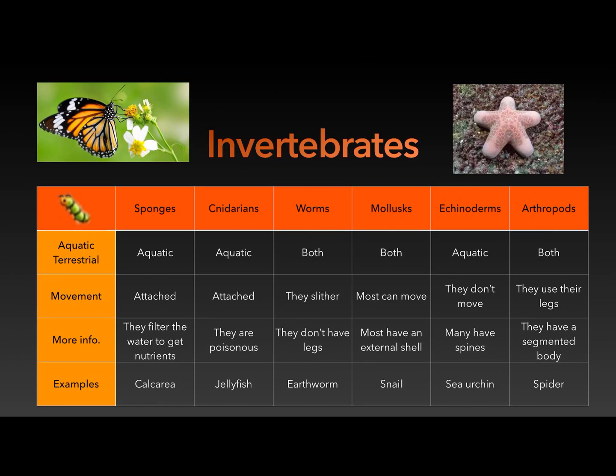Mollusks are also both, and most can move. Also, most have an external shell, for example, a snail. Echinoderms are aquatic. They don't move. Many of them have spines, for example, sea urchin.